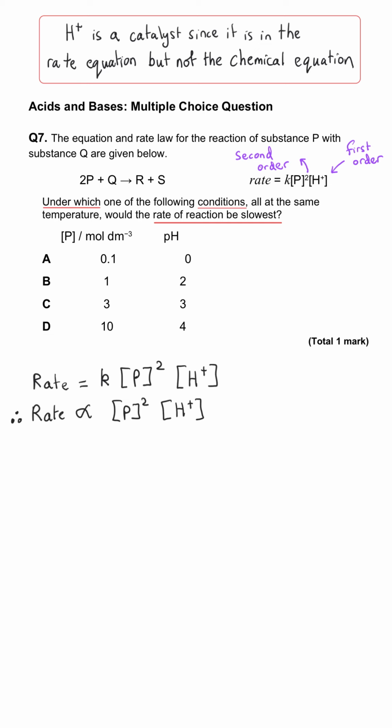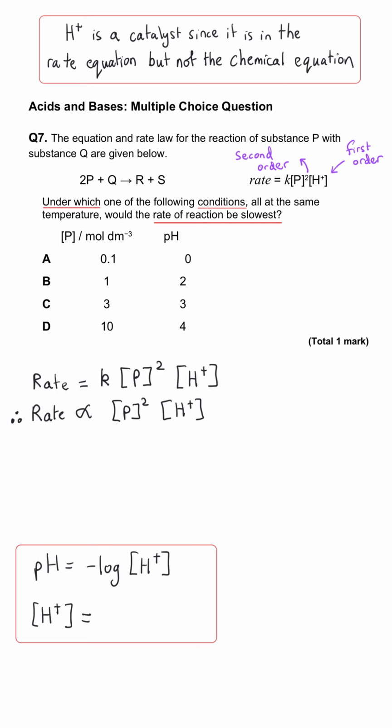And so what we're going to be needing to do here is convert those pHs into hydrogen ion concentrations. And the reason that we need to do that is that the rate is proportional to the concentration of P squared multiplied by the hydrogen ion concentration. And since pH is negative log 10 of H plus concentration, the concentration is 10 to the minus pH. And so 10 to the minus 0 is 1, 10 to the minus 2 is 10 to the minus 2, and then we've got 10 to the minus 3 and 10 to the minus 4 for the hydrogen ion concentrations.